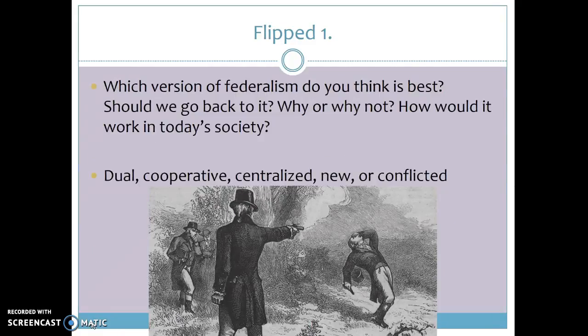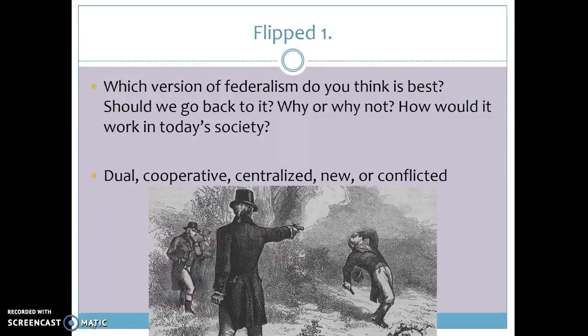So we've got two things that I would like for you to do with this lecture. First, which version of federalism do you think is the best? Dual, cooperative, centralized, new, or conflicted? Should we go back to whatever type of federalism you think is the best? Why are we not? And how do you think it would work in today's society? It's just picking one of these and answering these questions about it.